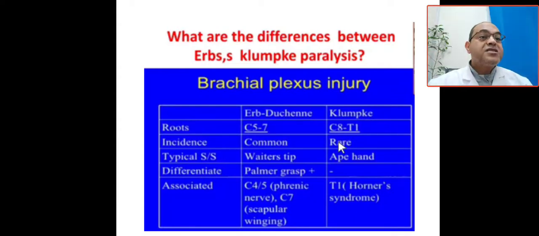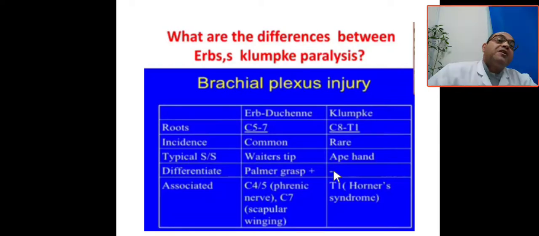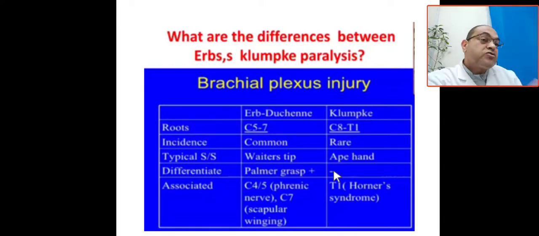Second, the incidence. Erb's is more common, we see it often in our practice, but Klumpke's is rare. What about the symptoms and signs? Erb's will be waiter's tip hand, and in Klumpke's it will be claw hand, or ape hand. What about the grasp reflex? The grasp reflex will be positive in Erb's, because the upper trunk is affected, not the lower. But in Klumpke's, the lower trunk is affected, so the grasp reflex is absent.